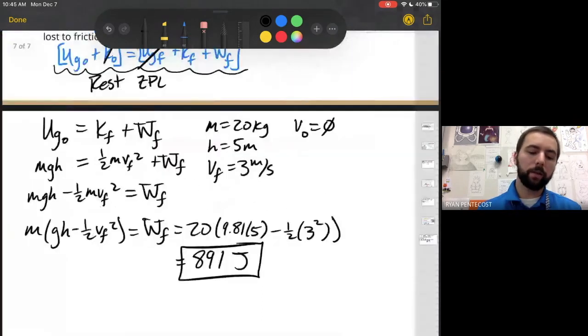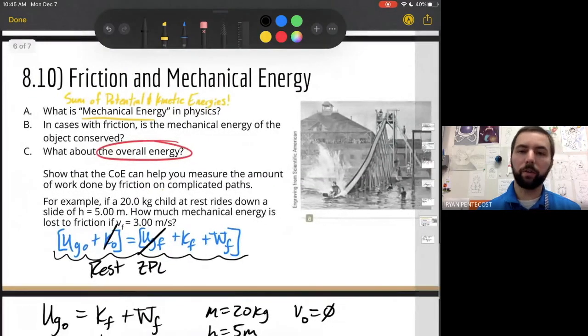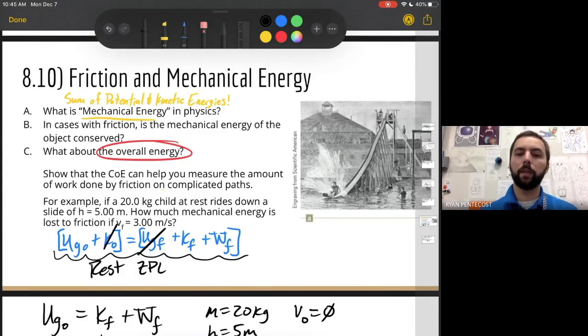So that is how we're going to do our conservation of energy problems. Now, as we go, we're going to do more and more complex conservation of energy problems. This is just the start, looking at mechanical energy and how friction can take away some of that mechanical energy.